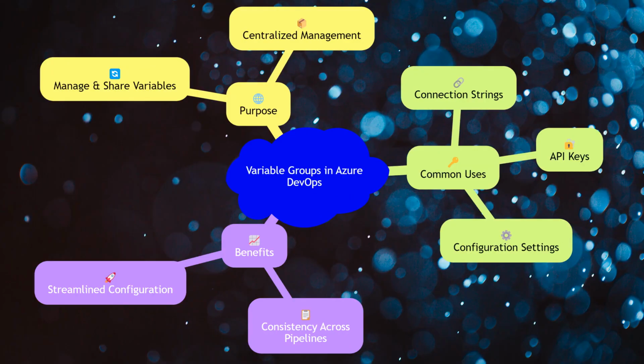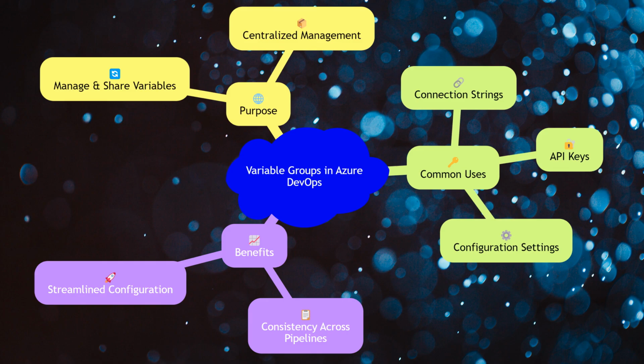Variable groups in Azure DevOps provide a way to manage and share variables across multiple pipelines. They are particularly useful for storing values that are common to multiple pipelines, such as connection strings, API keys, and other configuration settings. By using variable groups, you can centralize the management of these values and ensure that all pipelines use the same settings.